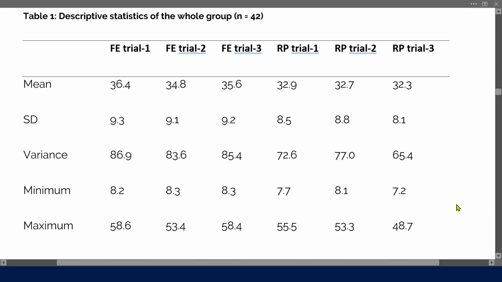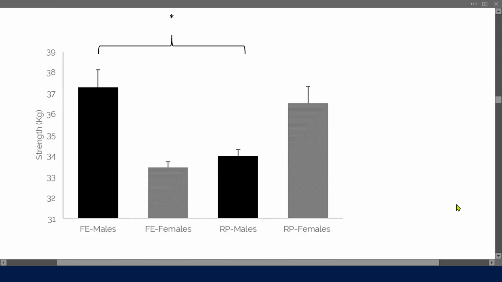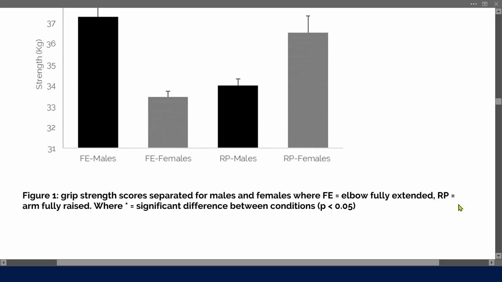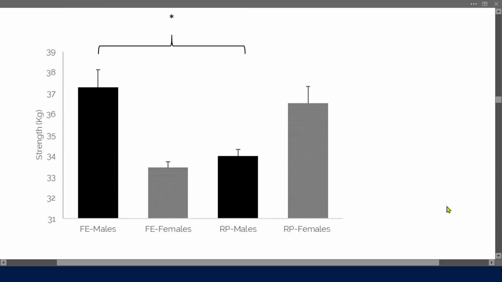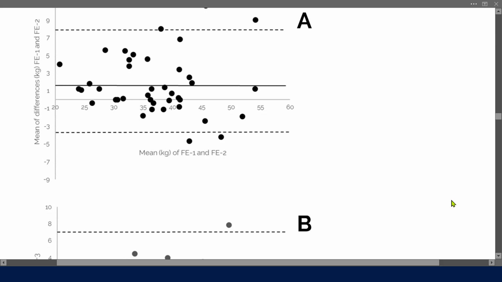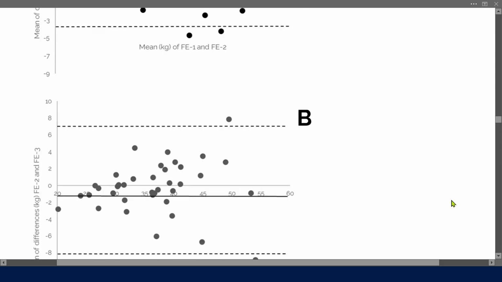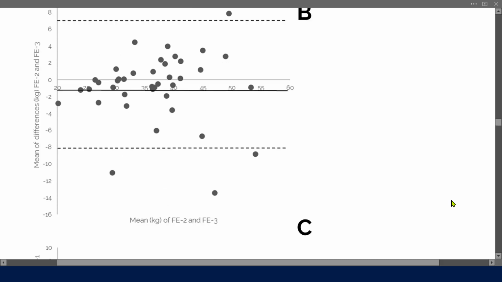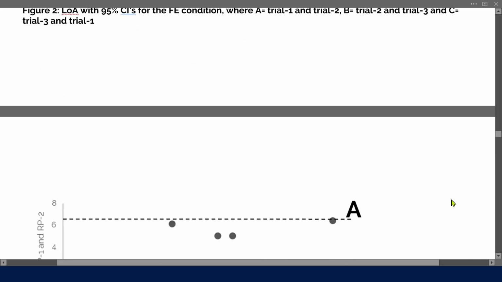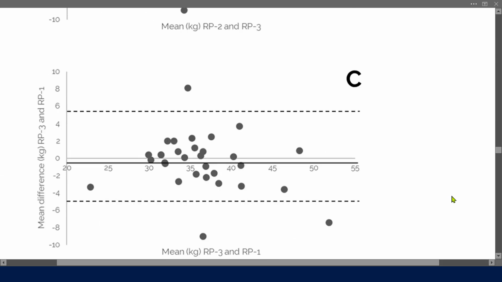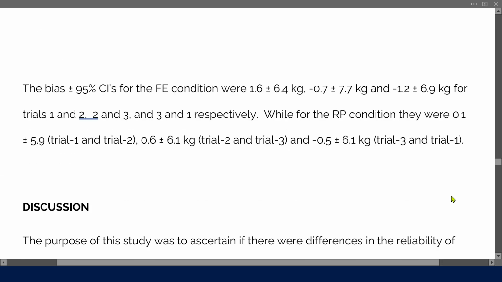Tables, so we've already observed the table. Now we've got an image. Here we've got the figure, and the figure is comparing grip strength scores across males and females. And again, if you want to know about how you pick the right graphs and so on, go and watch the video on that. Then we get into the limits of agreement graphs. And again, if you want to know about limits of agreement and how to construct these, go and watch the video on those. But they are also reported.